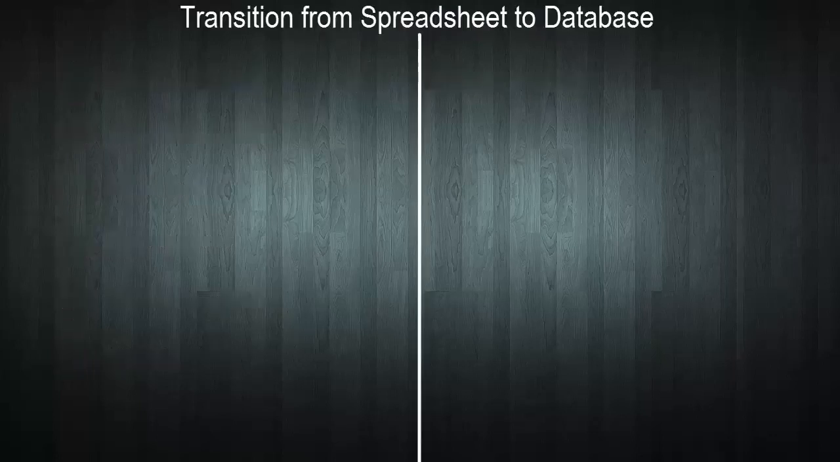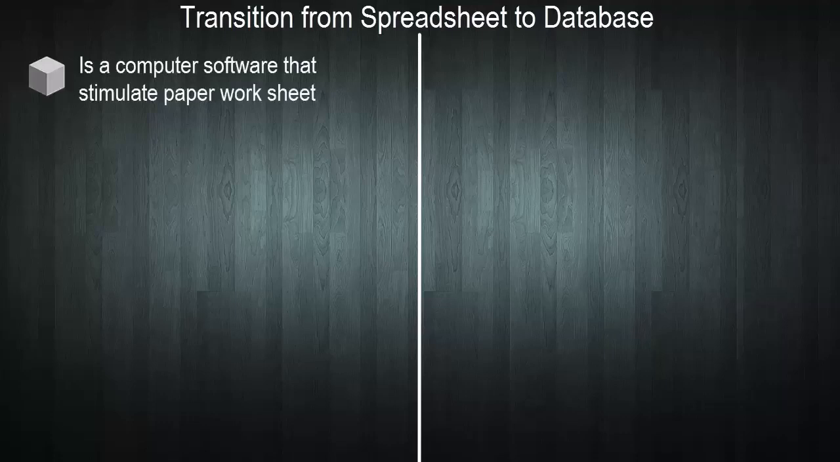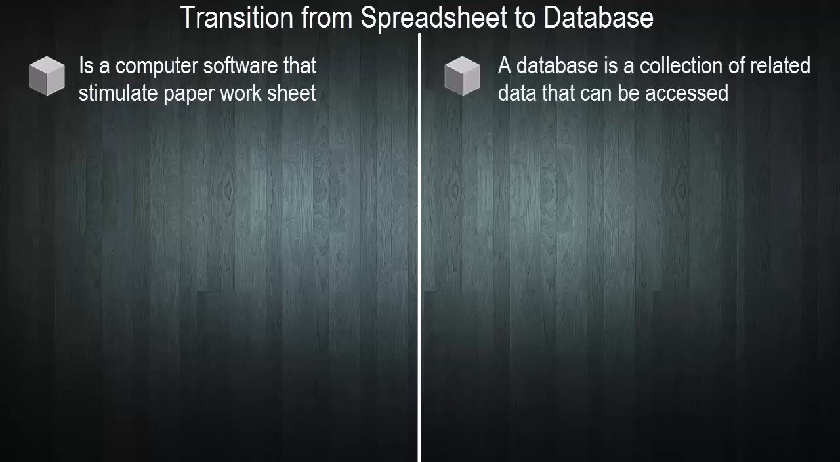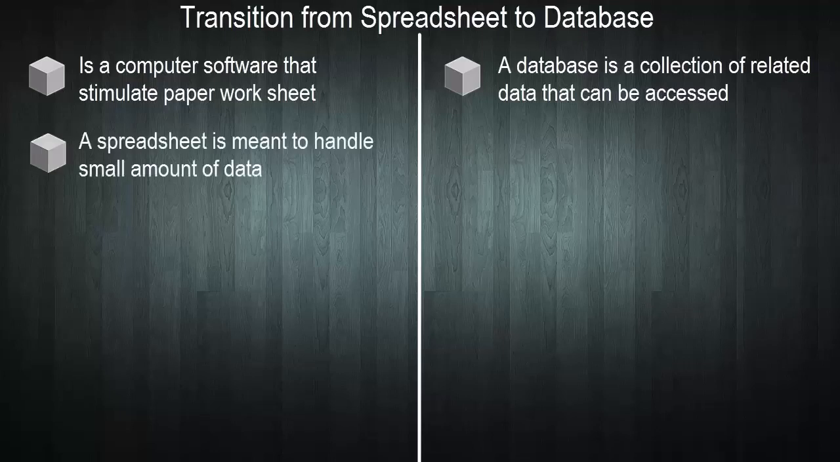Now that we know what a database is, let's look at some cases why you may need to transition from spreadsheets to databases. A spreadsheet is computer software that simulates a paper worksheet. It is used to tabulate data and create graphs based on given data. On the other hand, a database is a collection of related data that can be accessed efficiently.